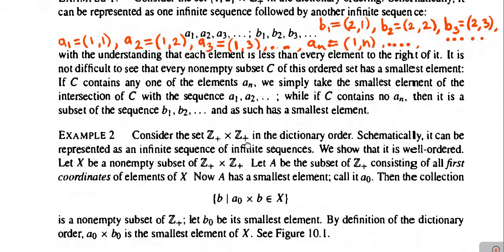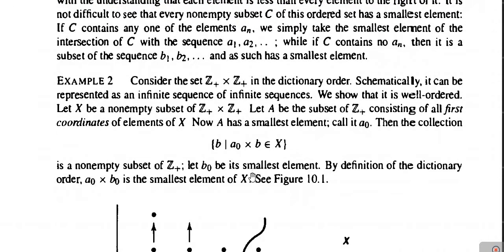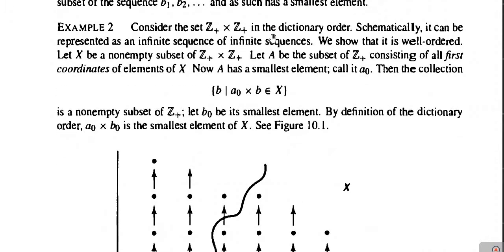Next, now consider the second example. Consider the set Z plus cross Z plus, again in the dictionary order. Here also we will arrange the elements systematically as an infinite sequence of infinite sequences, and we will show that it is well ordered. Next, let X be a non-empty subset of Z plus cross Z plus. Let A be a subset of Z plus consisting of all first coordinates of elements of X.